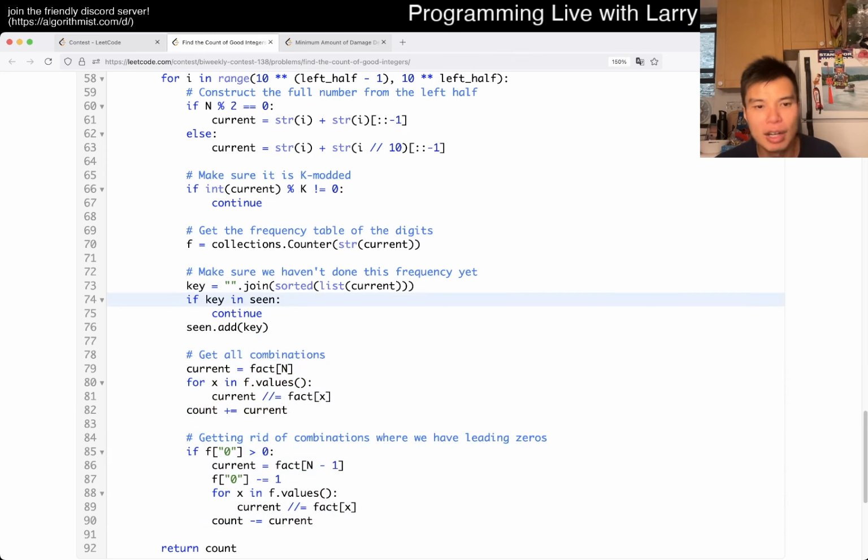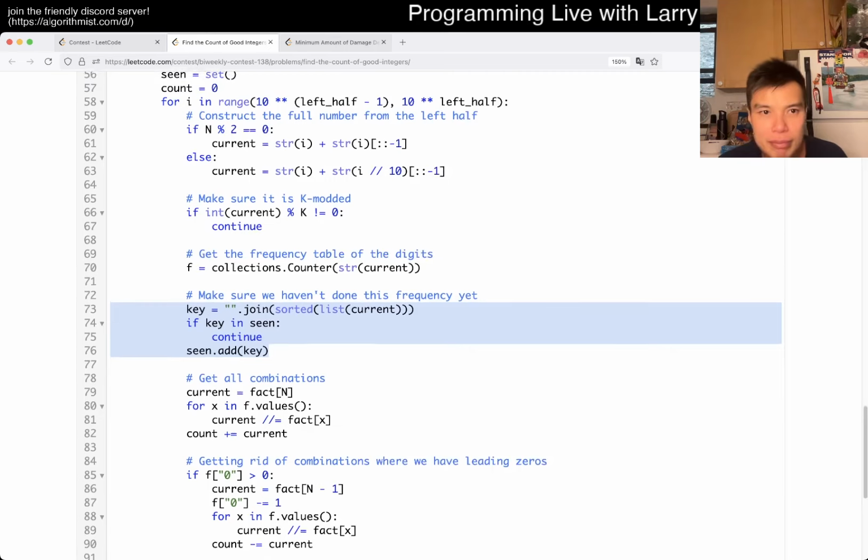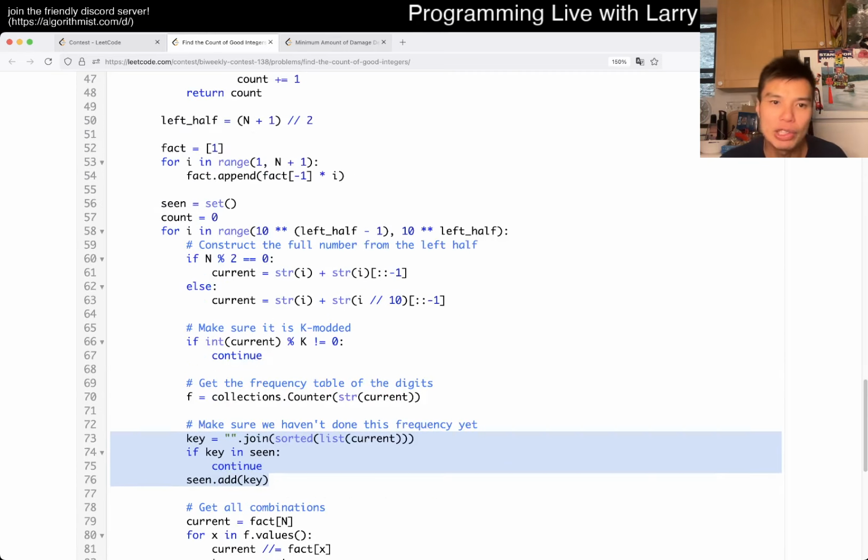I don't know that this... Oh yeah, it's necessary for double counting. It's not even like a memoization thing, right? So yeah, that's all I have for this one. Let me know what you think.